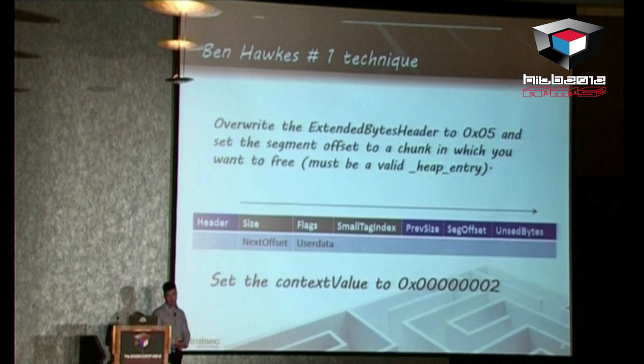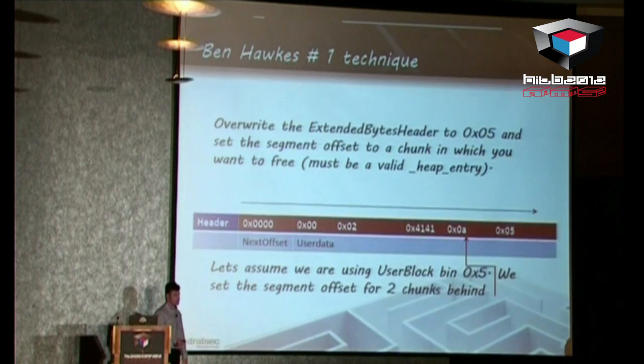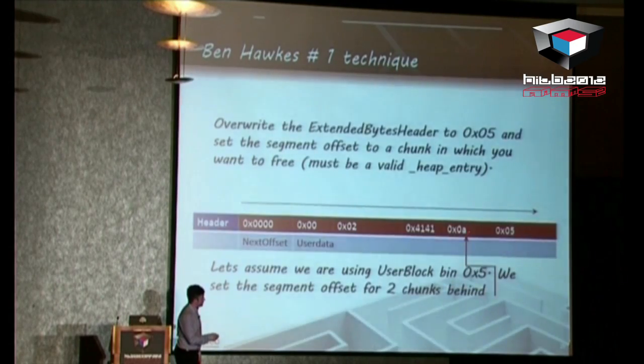We set the context value, which would be here, and this has to be below 3. Then this can be an arbitrary value here, this doesn't matter. And we set an arbitrary segment offset here. In this example I've used bin size 5, and I wanted to go 2 chunks backwards, so I just multiplied that by 2 and set the segment offset there. So that's pretty much it. And then 0.5 will always be that value there to mark it as a segment offset chunk.